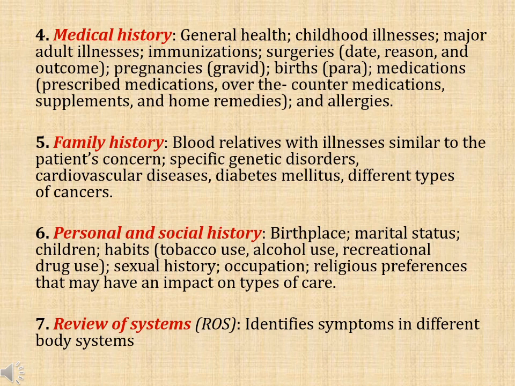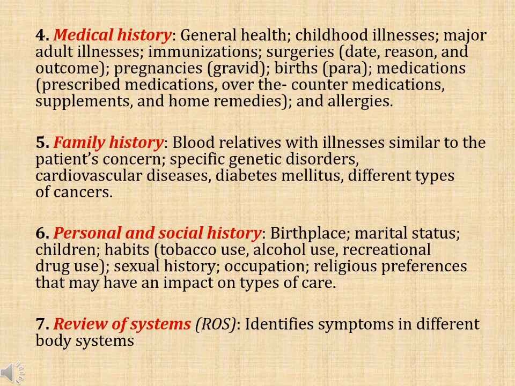5. Family history: blood relatives with illnesses similar to the patient's concern, specific genetic disorders, cardiovascular diseases, diabetes mellitus, different types of cancers. 6. Personal and social history: birthplace, marital status, children, habits, tobacco use, alcohol use, recreational drug use, sexual history, occupation, religious preferences that may have an impact on types of care.